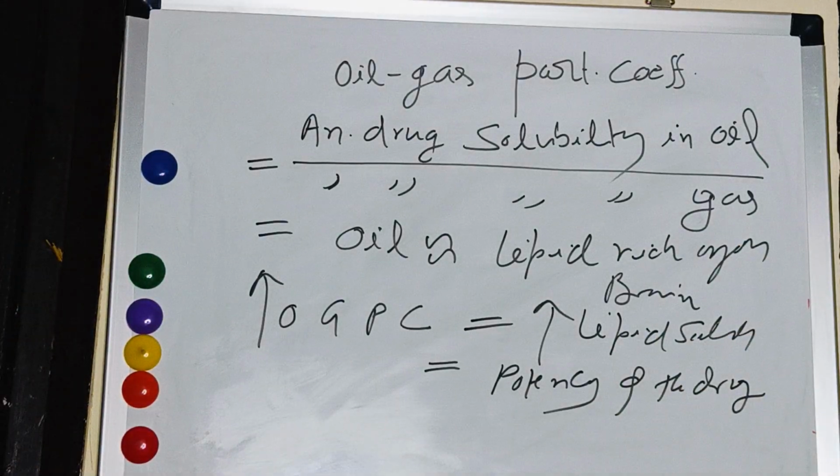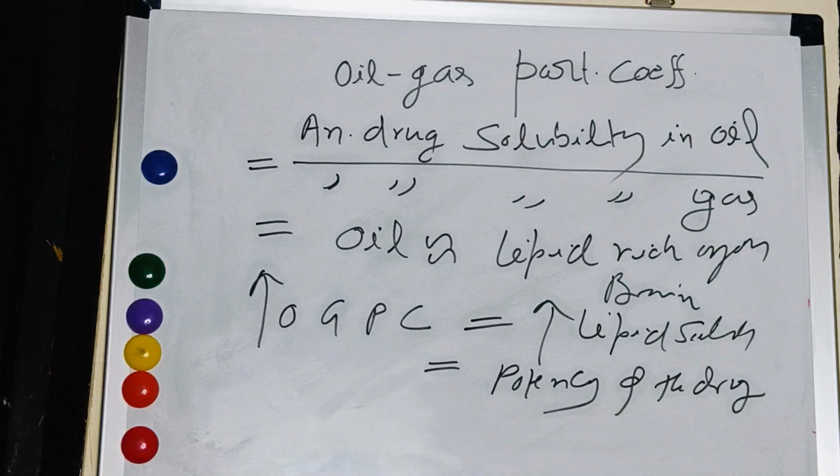So oil gas partition coefficient is a ratio of solubility in oil by solubility in gas, and oil is a surrogate for the lipid rich organ like brain, and an increased oil gas partition coefficient indicates increased lipid solubility, which indicates that the drug has a higher potency if it has a high lipid solubility.